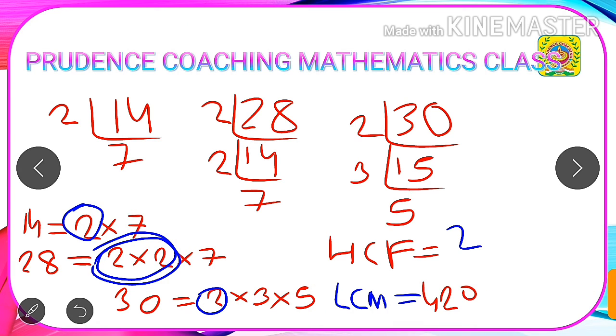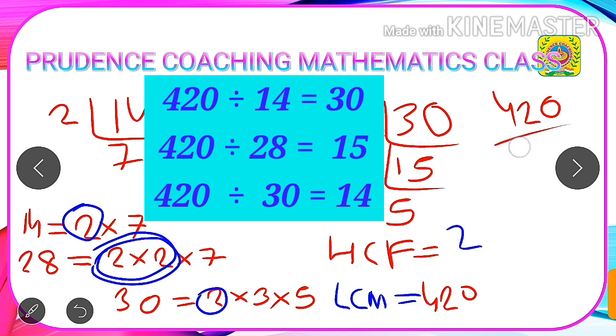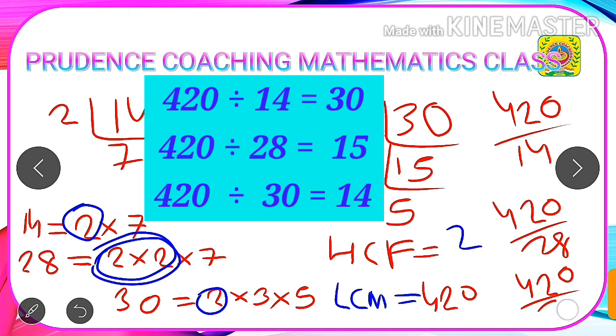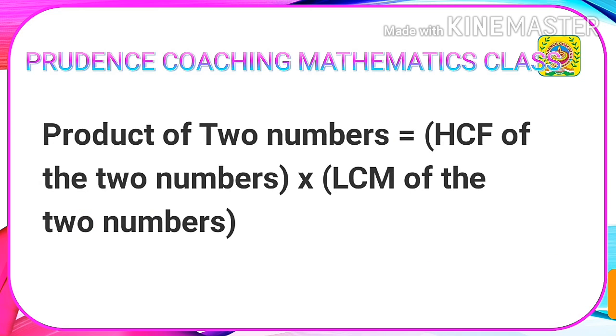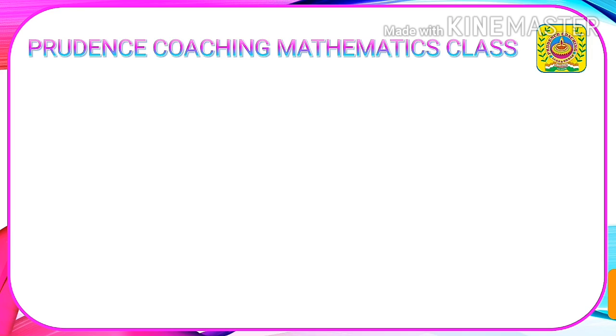Here 420 is the lowest common multiple or the smallest number which can be divided by 14, it can be divided by 28, it can also be divided by 30 without leaving any remainder. So here LCM is 420, HCF is 2. So my dear students, in the next class we will start with this particular formula which is very important for you, and we will also see the validity of this formula. We will check the validity with proof.